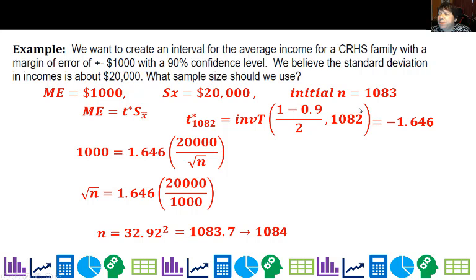Why did it only go up by 1? Well, because this is a pretty large sample size. This is a pretty high degree of freedom. So it's kind of similar to the normal distribution. Now, if I had gotten a sample size of 40 or 100, this actually would be significantly different. Anyway, so that's how you can calculate sample size when you have estimated standard deviation.